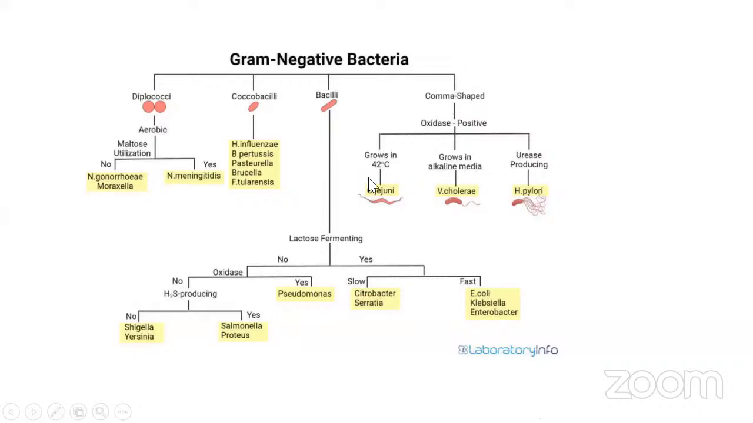Like we said, certain bacteria require specific growth conditions. Campylobacter grows at about 42 degrees. So if you have comma-shaped bacteria, but you need to differentiate which one is specific, then you can grow your culture at 42 and see what grows. You can grow the culture in alkaline medium, and you see Vibrio will thrive, and then urea-producing organisms like Proteus, like H. pylori, can also be identified.